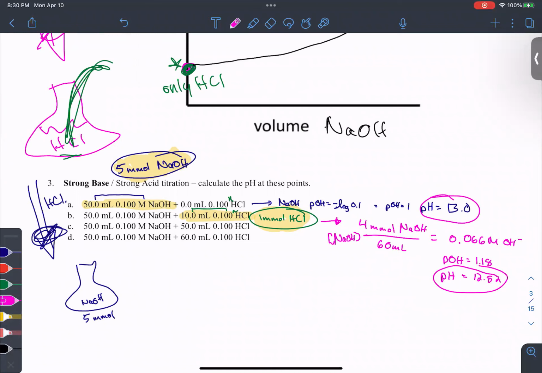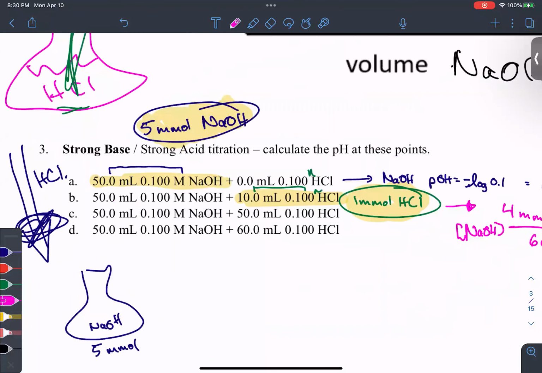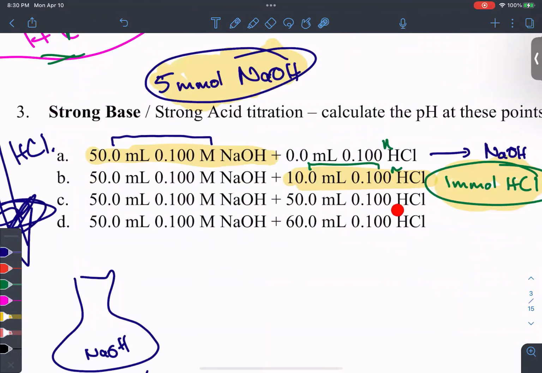Okay, so there's B. Let's look at C. What is interesting about C? Can you recognize what point you're at in C? If you just quickly calculate millimole amounts, you have 5 millimoles of sodium hydroxide and you have 5 millimoles of HCl. That's the equivalence point. So that means you just have NaCl present, so your pH is 7. All right, what about D?